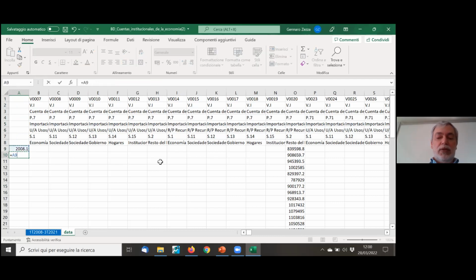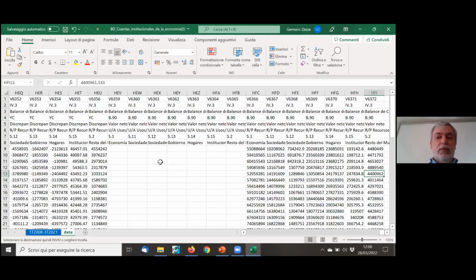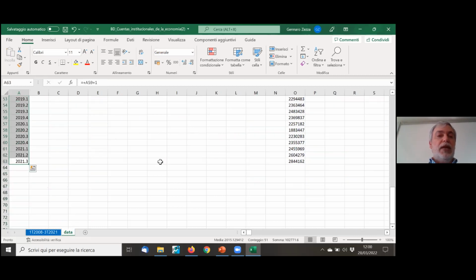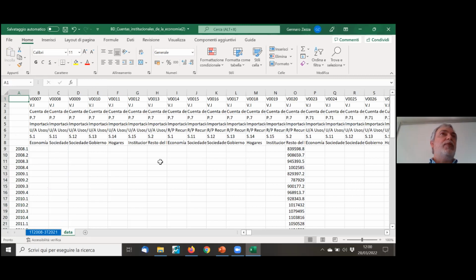I usually use decimals for the quarters, so that I can have this simple formula that I can paste to have all the numbers up to 2021 third quarter. And here I have to provide a name for my variable. Okay, so now our data are in the format we want.